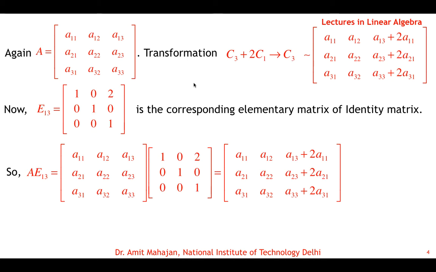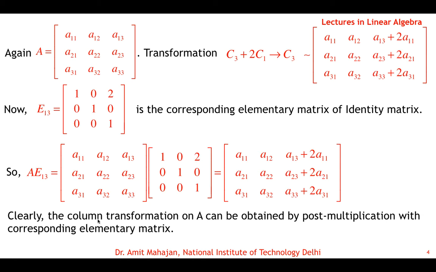So that means any elementary row transformation or column transformation can be obtained by pre-multiplying or post-multiplying by the corresponding elementary matrix. Here clearly the column transformation on A can be obtained by post multiplication with the corresponding elementary matrix. That means if we are doing any row operation, its impact is pre-multiplication, and if we are doing any column operation, its impact is a post multiplication by the elementary matrix. So if you remember this, it will be easier for the calculation of the normal form of a matrix.